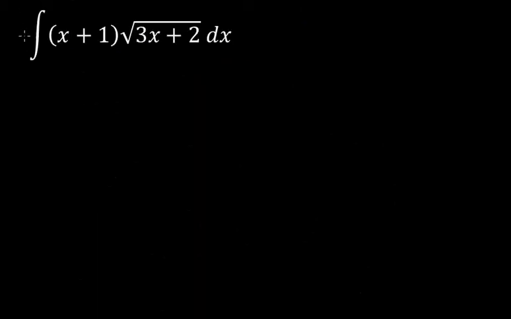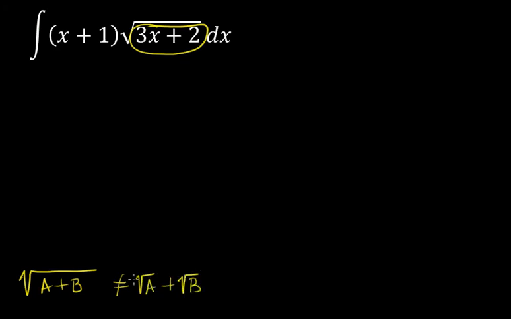One more example. Here again, this is kind of complicated. I may have to put the integral all in terms of u. But again, I'd like this to be the square root of u, not the square root of 3x plus 2. Why? Well, if I have the square root of a sum, I can't write the square root of a plus the square root of b. I'm stuck with that there. So I would rather have this just be u to the 1/2.